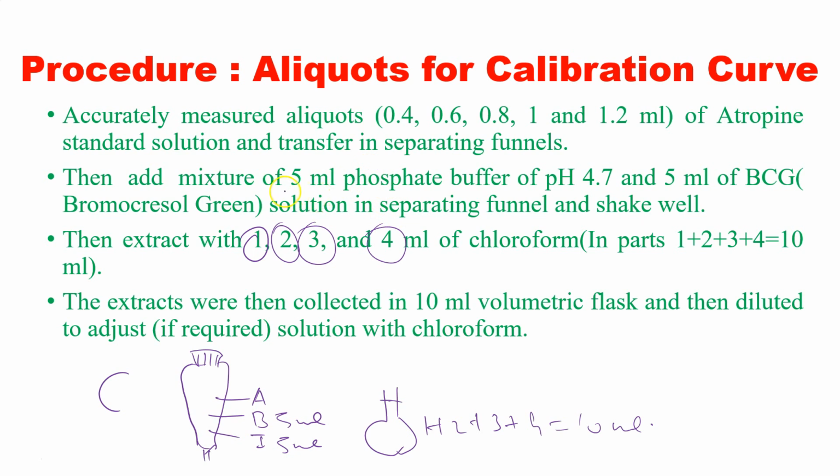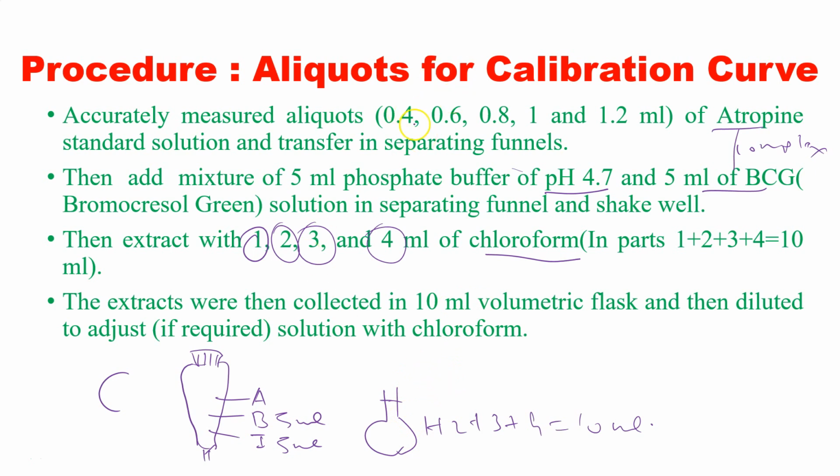And see, the thing over here, understand it, is that when we add the standard atropine solution and after that BCG, it forms a complex. This complex is formed at pH 4.7. We are extracting that complex in a chloroform layer, or we can say a solvent. And whatever solvent we have extracted with chloroform, we are calculating the absorbance.